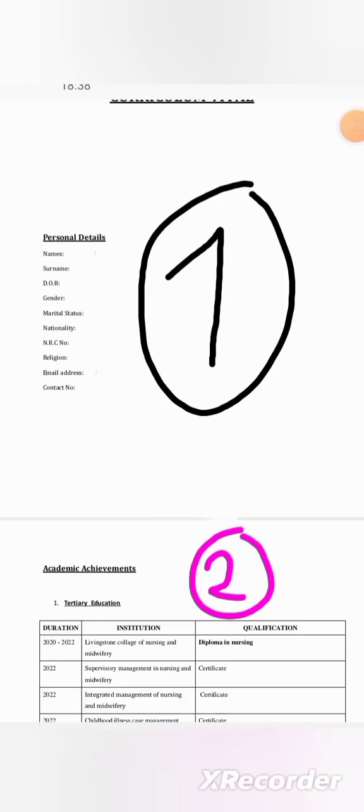A good CV basically has 6 parts. The first part of your CV is your personal details part. This is where you find your full name, your surname, your date of birth, your gender, your marital status, nationality, NRC number, religion, email address, and your contact number.